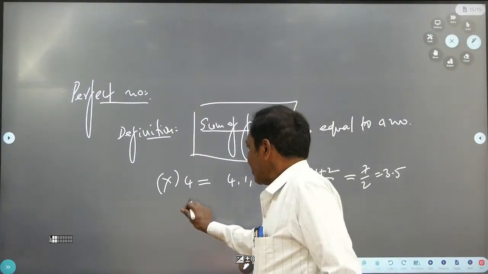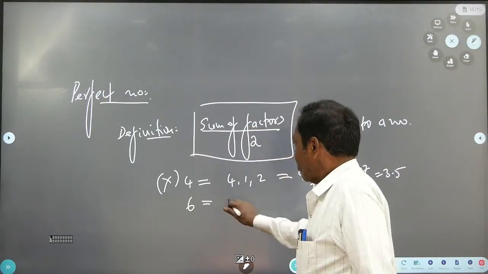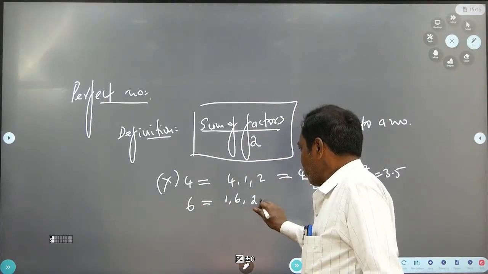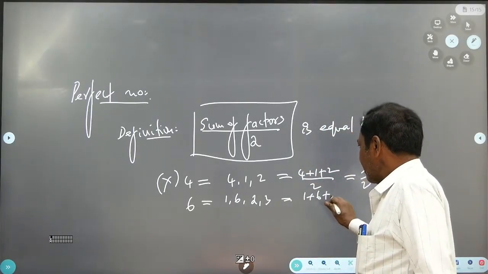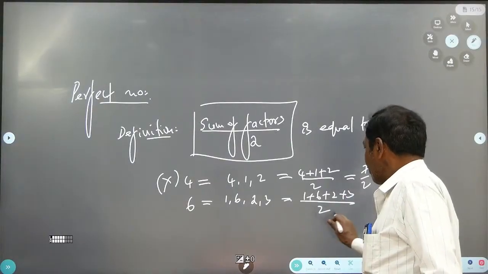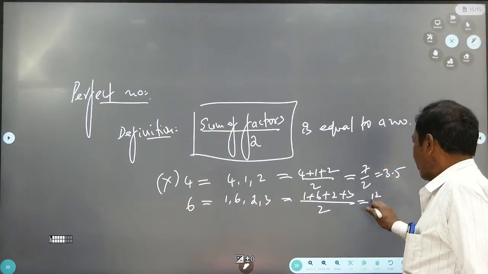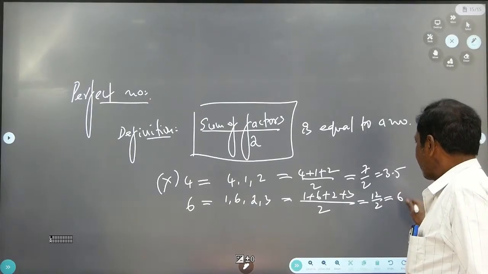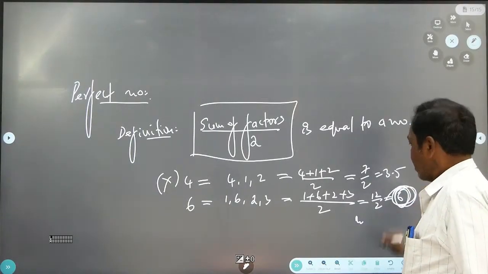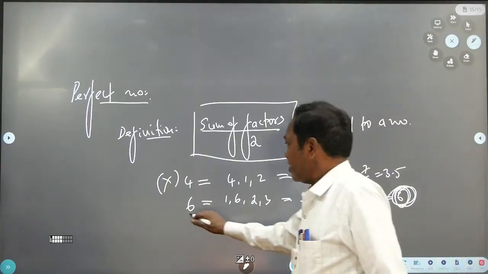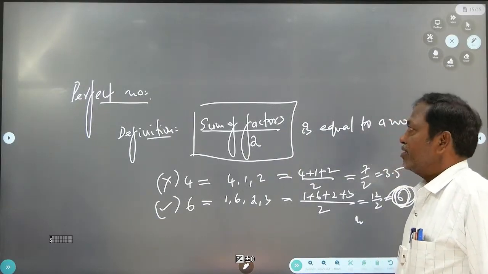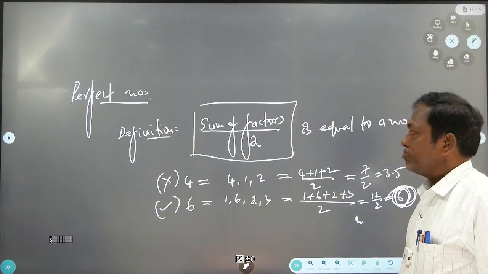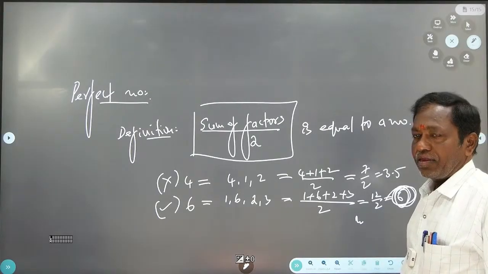5 is a prime number again. Let us take 6. What are the factors for 6? 1 by itself, okay, 2 and 3. These are the factors. Sum of the factors: 1 plus 6 plus 2 plus 3, that is 12, and 12 divided by 2 is 6. See that. 6 is like that. It means it's a perfect number. 6 is a perfect number.